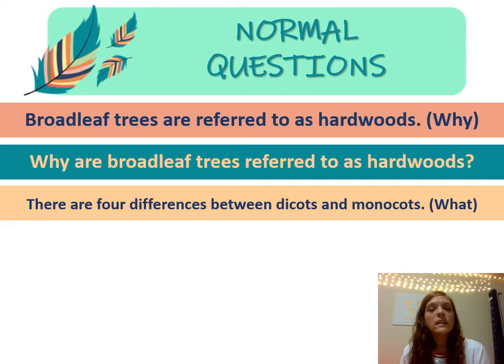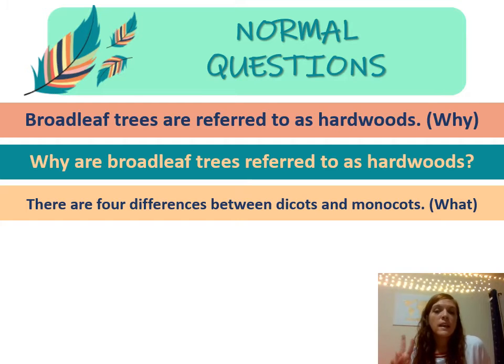There are 4 differences between dicots and monocots. Think about it. There's 2 different ways to do this one. I'm going to give you a hint on that. One where you take out the word there and one where you leave the word there in it. And I'm going to show you both ways. I'm going to at least say both ways. But see if you can figure it out. Okay, I'm going to show it to you.